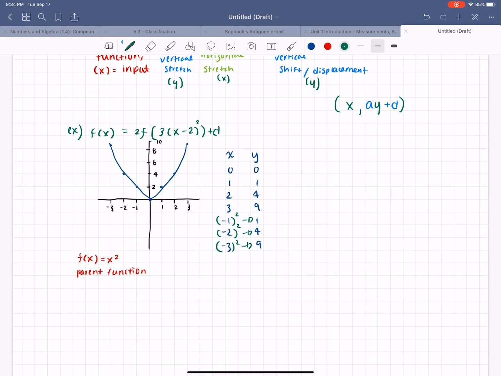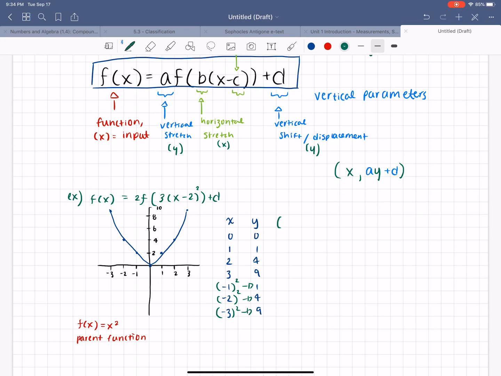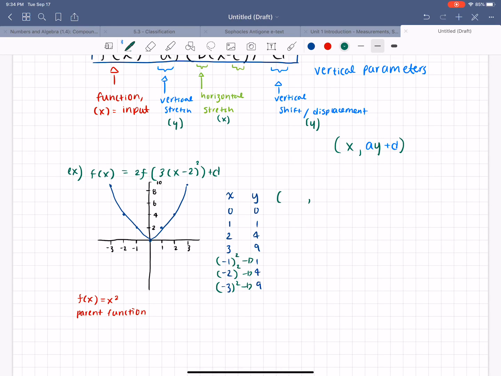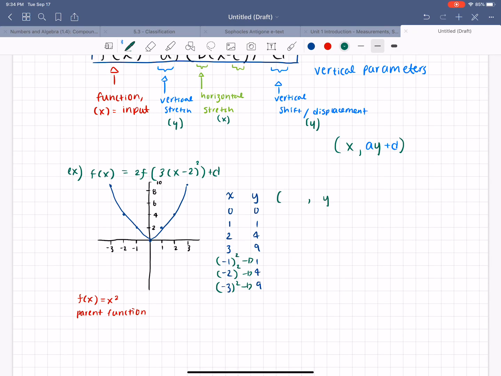Remember what we said here, we said that y is multiplied by a multiple of a and is shifted by a constant of d. Okay? And let's make d 2. Okay?